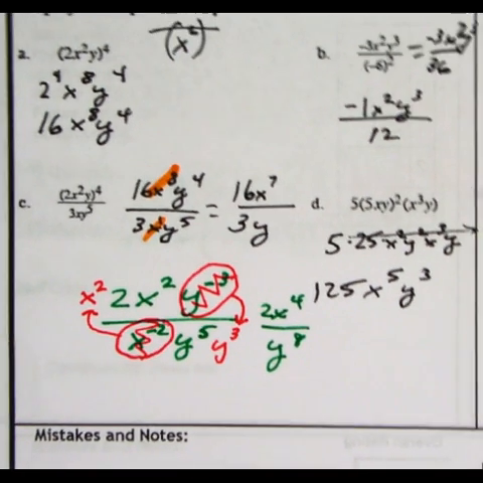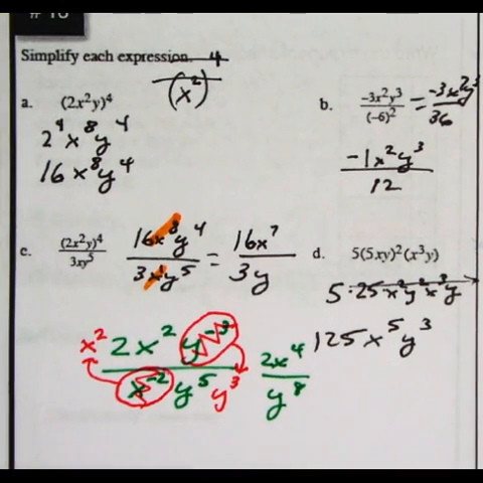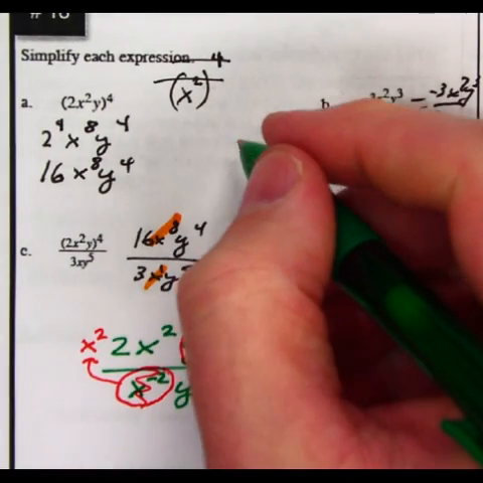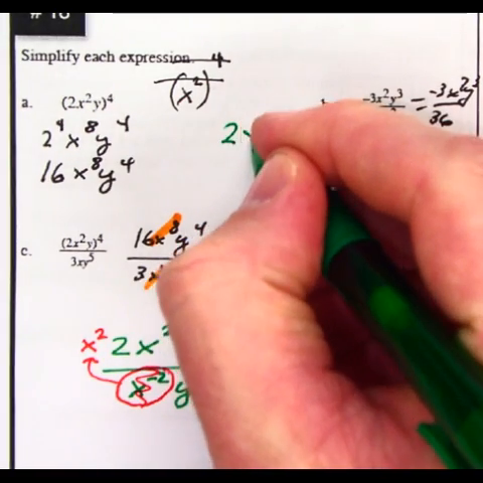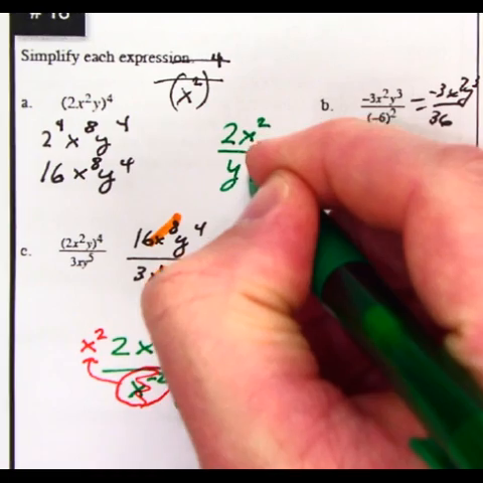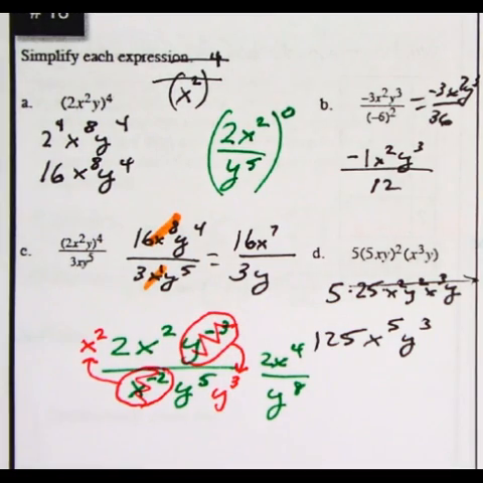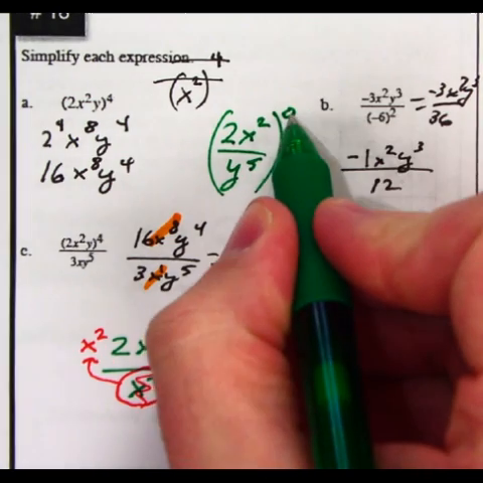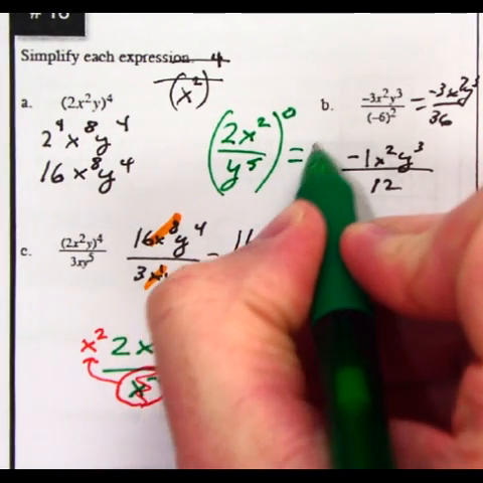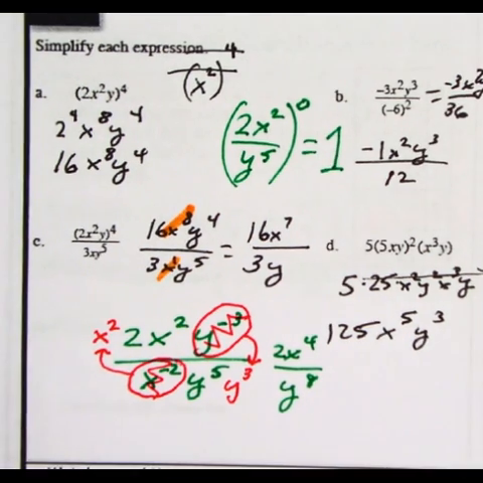The last one to mention is zero exponent. So if you have something like 2x squared over y to the fifth, and all of that is taken to the 0 power, no matter what is in there, it's to the 0 power. As long as it's not 0 in here, then your answer is 1. Anything to the 0 power is 1.